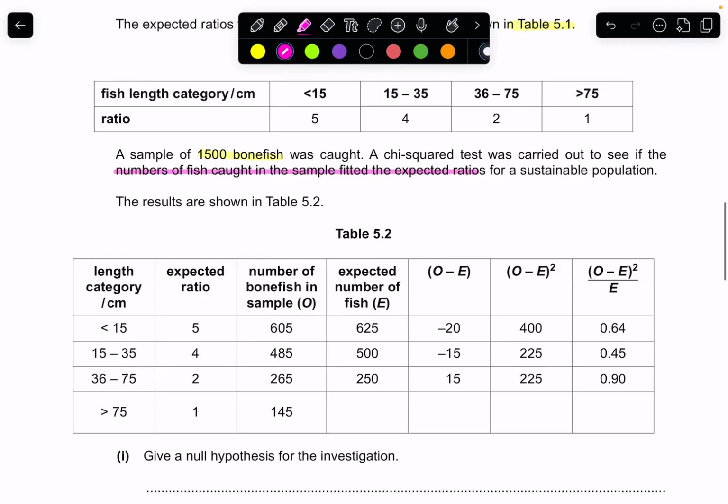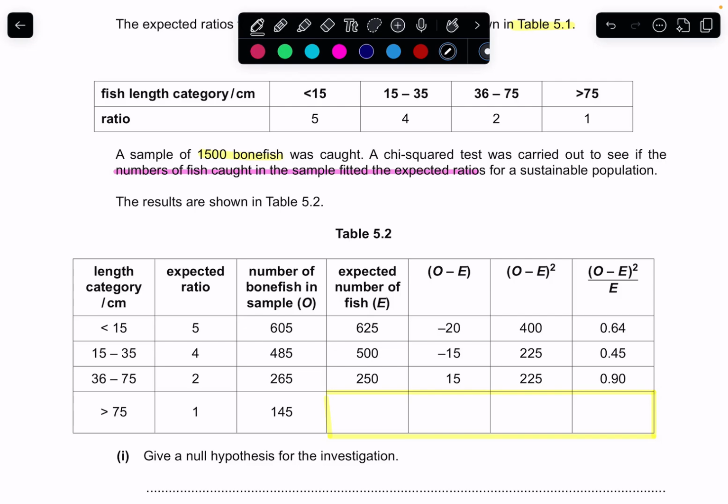Then we have our results in table 5.2. Notice we do have information missing. So something for you to pay attention to is where you have information missing. I'm actually going to put a highlighted box around it because that's something you should see right when you look at this question. When you're looking at the page, you know there is something more you need to do. So we're going to go ahead and learn how to fill in this table.